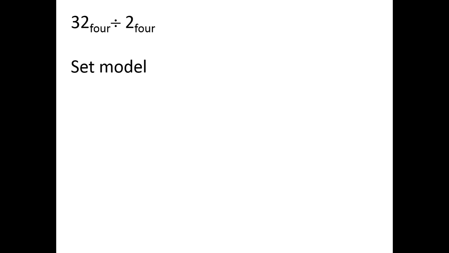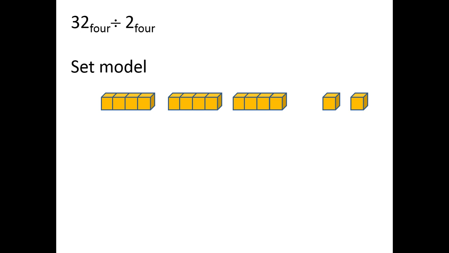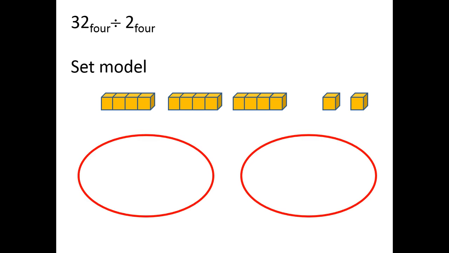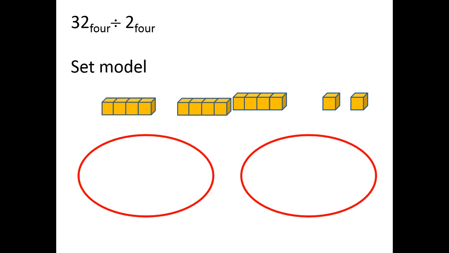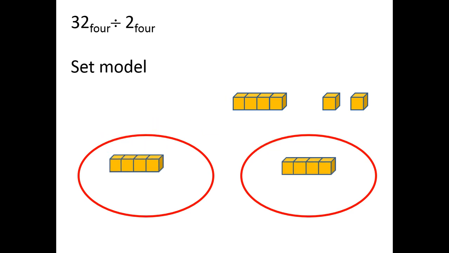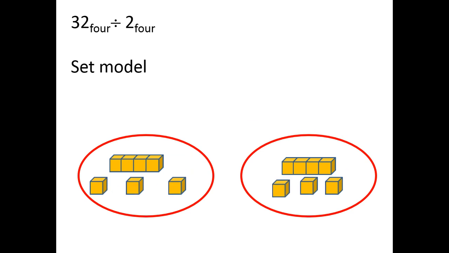Now let's look at that with a set model. 3 2 base 4 divided by 2 base 4. So there's our 3 2 base 4. We're dividing it into 2 equal groups. We can certainly put one of those 4 blocks in each group, but then the other 4 block we can't divide into the other groups unless we split it up into 4 ones, and then we can put 3 of the ones in each group. So the number of blocks in each of the groups is 1 3. There's one that's a size of 4 and 3 ones.